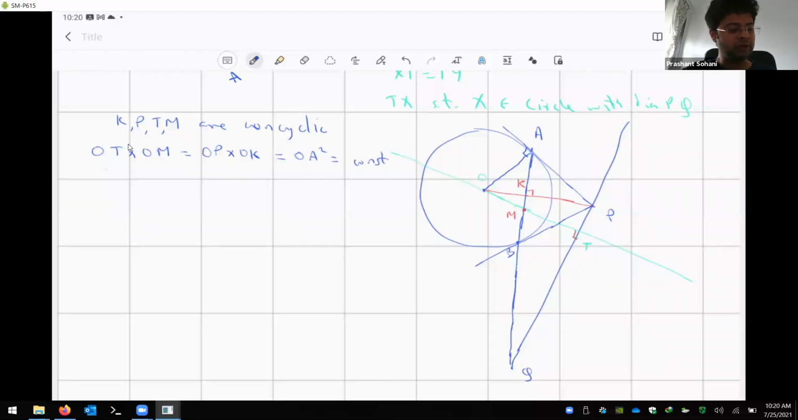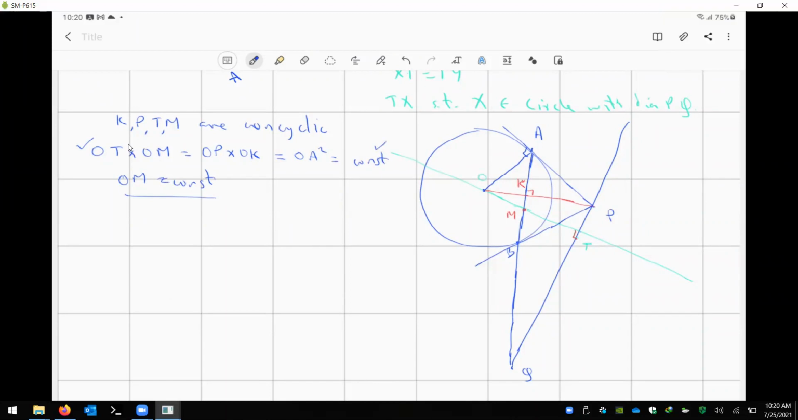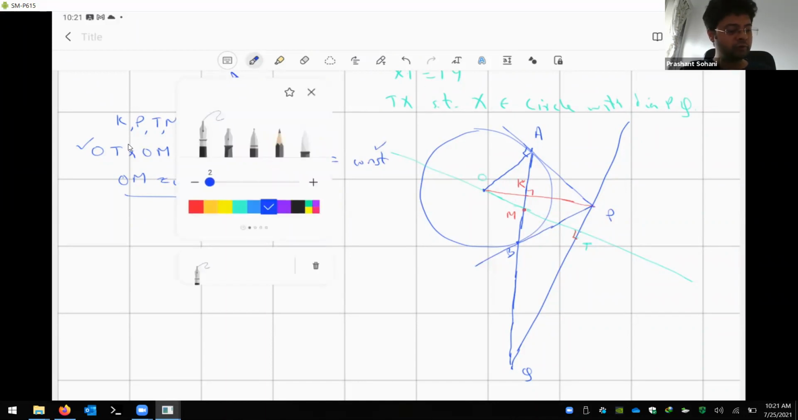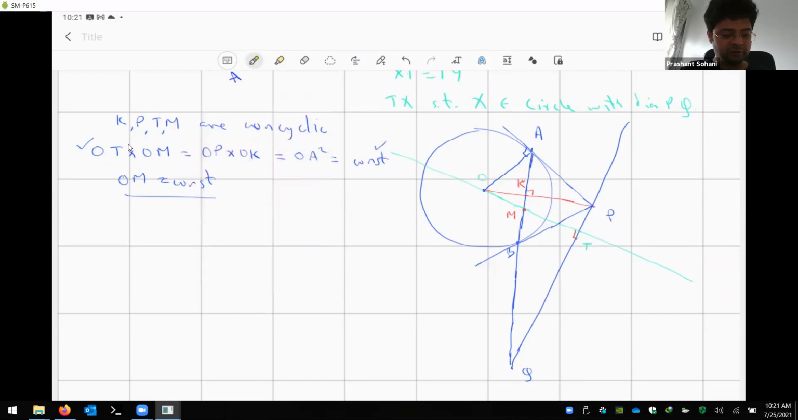And obviously OT is also constant because T is the fixed point. So if OT is constant and the product is constant, then you see therefore OM is also constant. So in other words, even if you change the point P, the point M is going to remain fixed. So in fact, point K is going to remain on this semicircle or other circle, because point P can go below also. The circle with diameter OM, K will always remain on that circle. Do you see that?